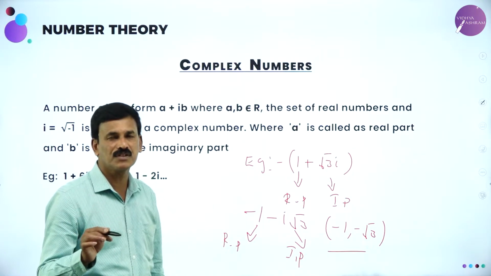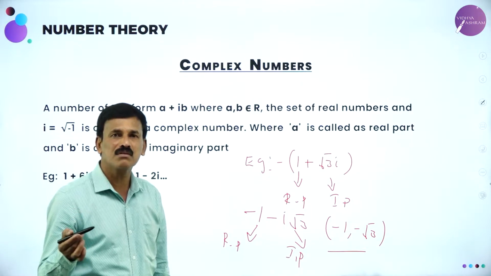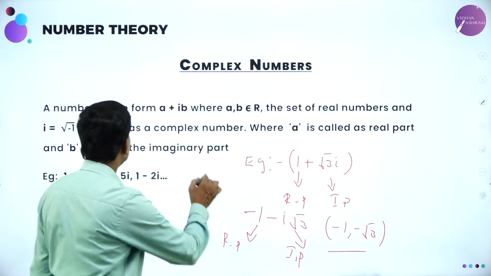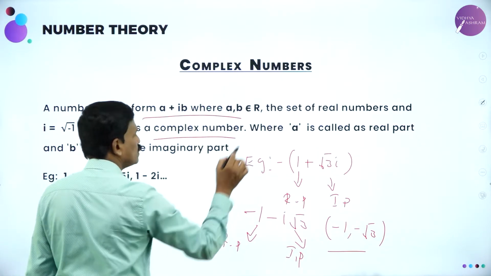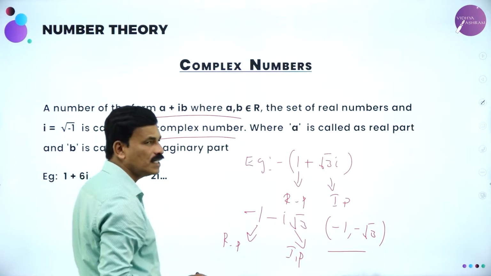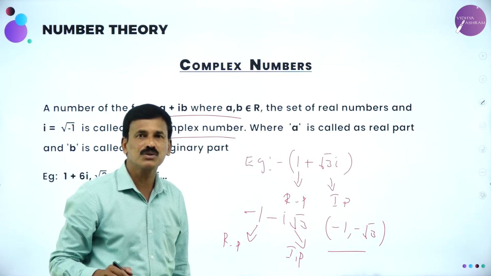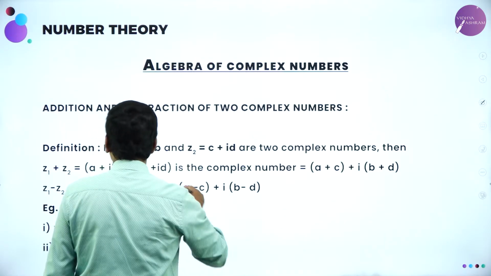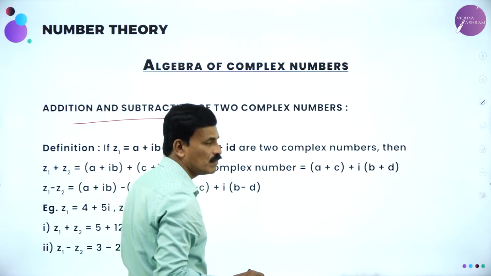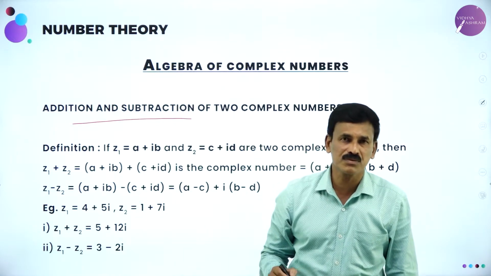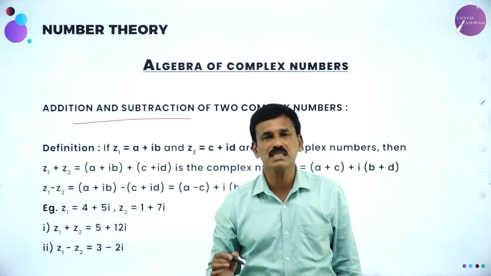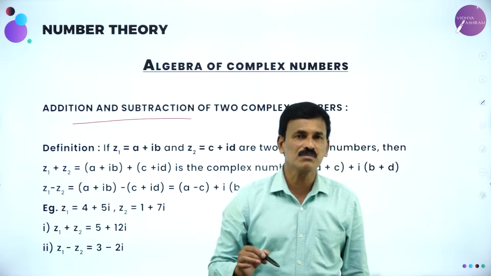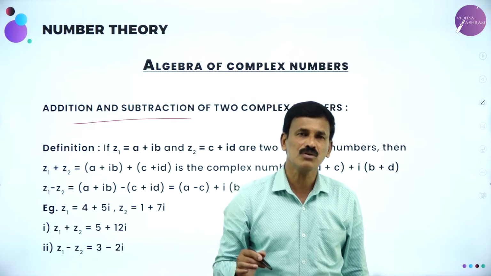So any number of the form a plus ib is called a complex number, where a and b are real numbers and i is equal to root of minus 1, an imaginary number. Now, let us come to the algebra of complex numbers. In the algebra of complex numbers, we are going to study addition, subtraction, multiplication and division of complex numbers.